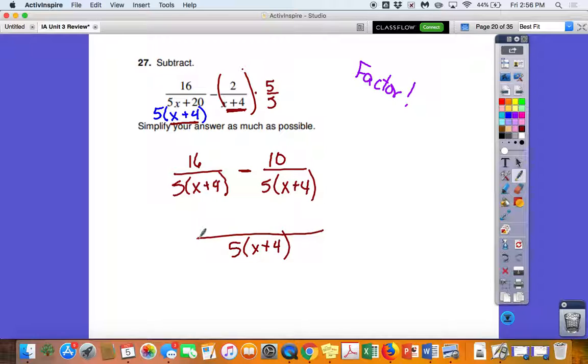So in the top, it's only one number, so there's no distributing going on. 16 minus 10, so that would be 6 in the top, and 5 times x plus 4 in the bottom. Can't reduce because the 4 is attached to the x with a plus sign. You're stuck.